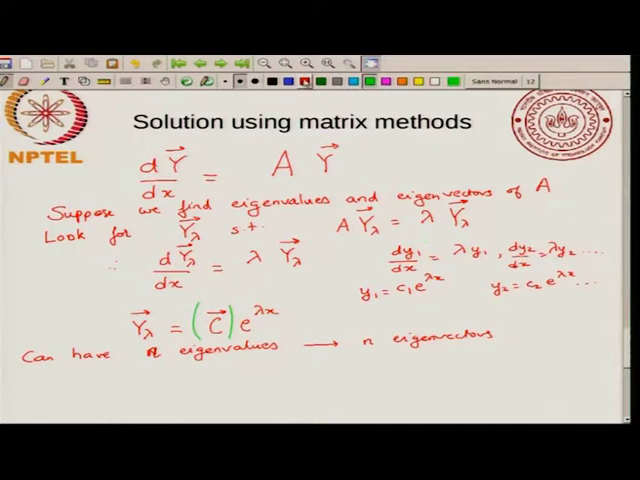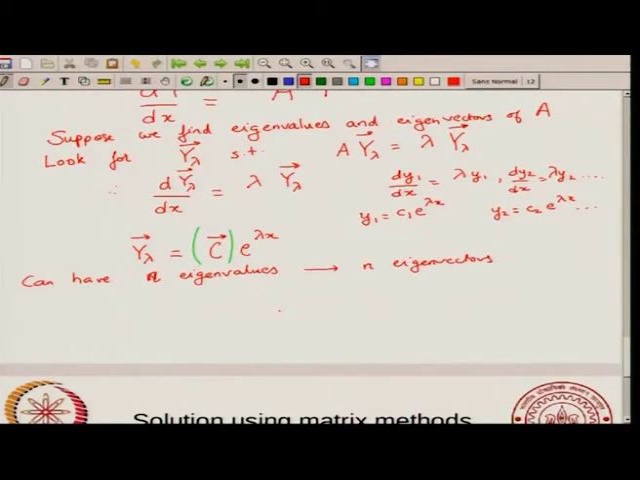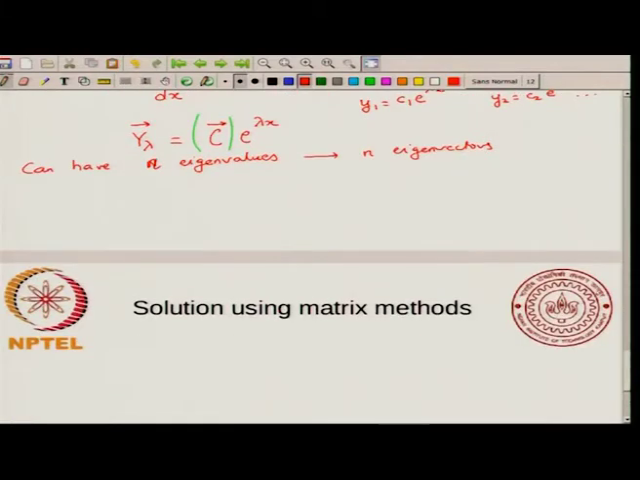So, what is the idea of this whole thing? You start with dy by dx, you write it as A times y, and you solve for the eigenvalues and eigenvectors. Once you have solved for them, you know that any eigenvalue and eigenvector will have this as a solution. The solution can be written as some constant times e to the lambda x. That would be a solution of this differential equation. And so if you know the eigenvalues, you can solve the differential equation using these matrix methods.